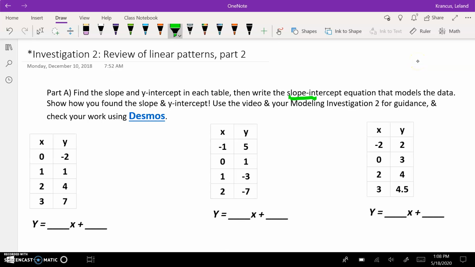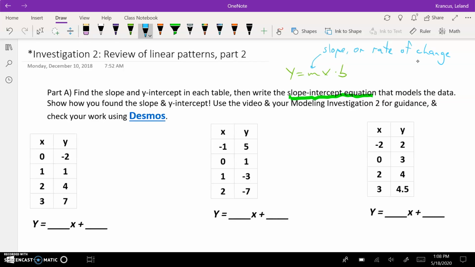So remember, a slope-intercept equation is an equation in the form y equals mx plus b, where the value that m is multiplied by can be a whole number, it can be a fraction, it can be a positive number, it can be a negative number, but this is your slope, the m value. It's your slope, or it's also the rate of change. So in the examples that we did in investigation one, it was the rate of change of active infections per day.